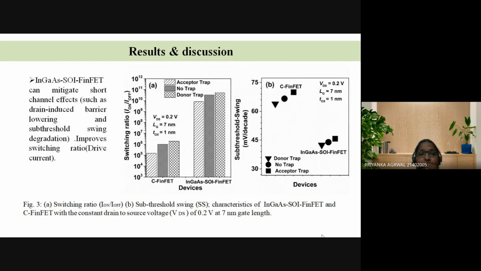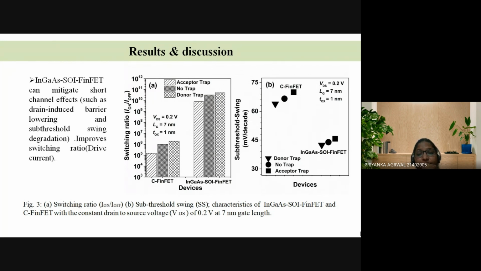We can also see the switching ratio. Switching ratio is the ratio of I on and I off current, that is also known as drive current. Here in the first figure of this graph, we can see the switching ratio of different devices, the conventional FinFET and the indium gallium arsenide silicon on insulator FinFET. The designed device shows a better switching ratio compared to the conventional FinFET.